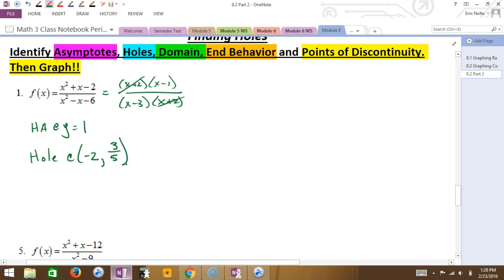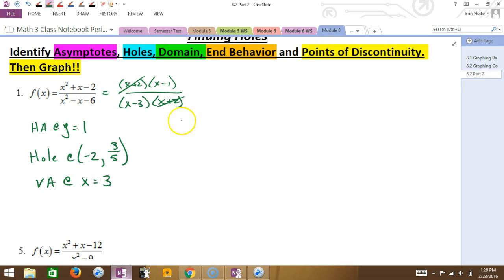Okay. So now I have a vertical asymptote left. Where is my vertical asymptote? Look at the bottom. 3. Vertical asymptote comes from what's left over that does not simplify on the bottom.